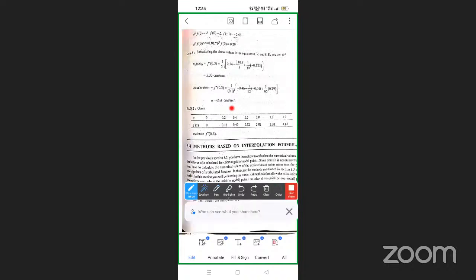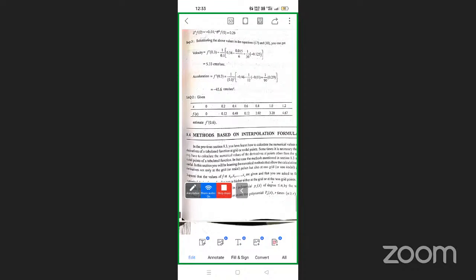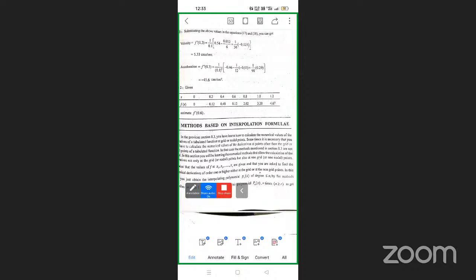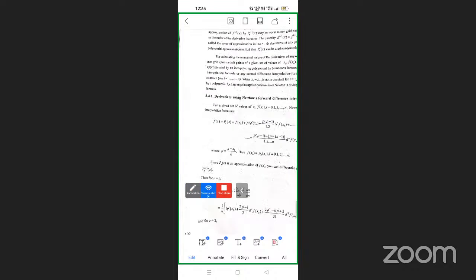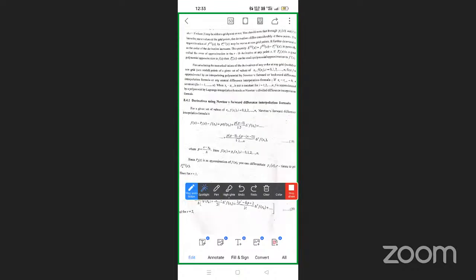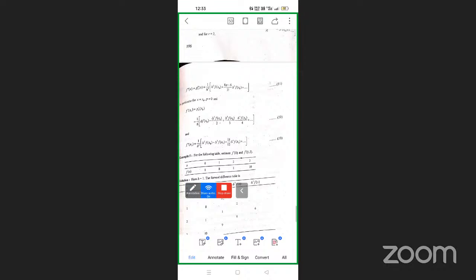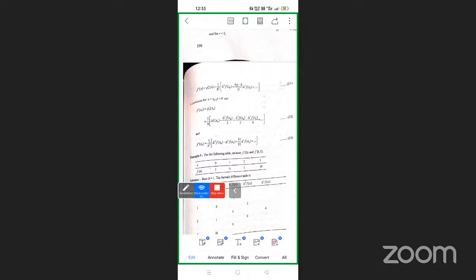So this is acceleration, second order derivative. So next, methods based on interpolation formula. So interpolation formula is nothing but Newton's forward formula and Newton's backward formula. So derivatives using Newton's forward difference interpolation formula. So here also first derivative and second derivative formula. First derivative formula. So this is first derivative.